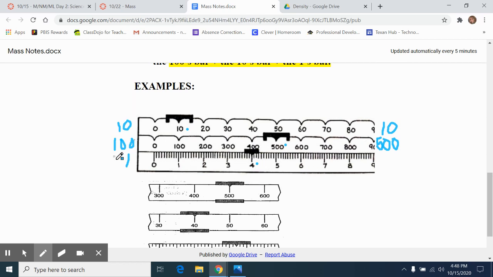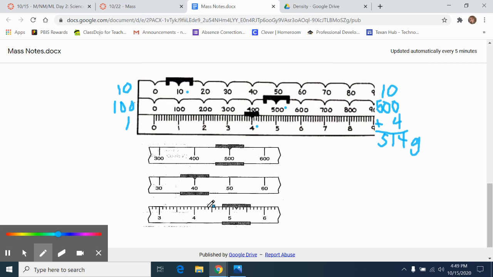And then last but not least, in the ones place, we have a 4. And I'm, again, remembering place value, and I'm putting it in the 1 spot. We're just going to add all of these together to find our mass of this object. So our mass is 514, and I got that by adding these all together. But we're not done. We're missing a unit. So right beside the 514, I'm going to write a G for grams.